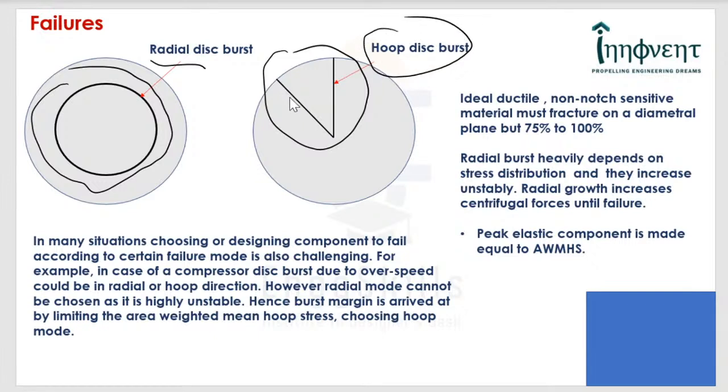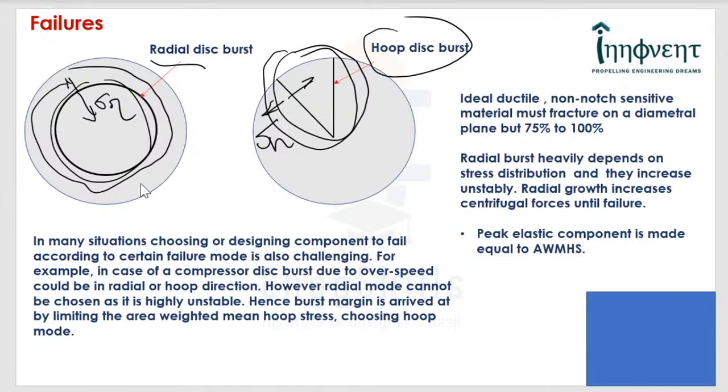Because remember that the stresses perpendicular to the radius are nothing but the hoop stress, and the stresses that exist along the radius are nothing but the radial stress. So the direction of radial burst and the direction of hoop burst are very easy to reckon.